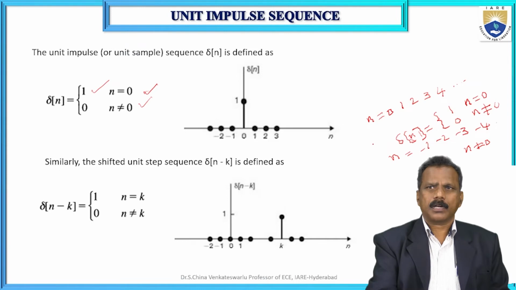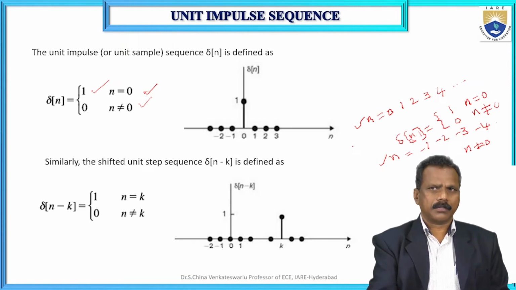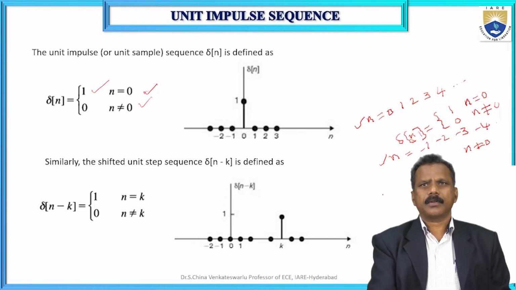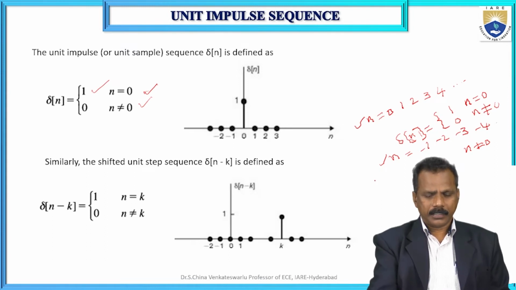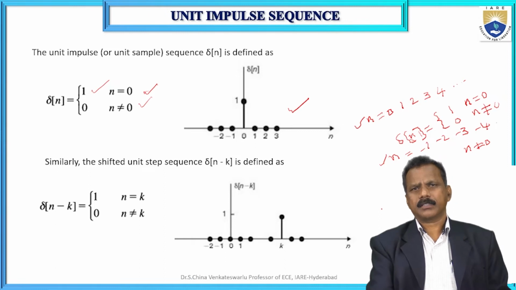By using these two conditions, condition 1 and condition 2, we need to define it in terms of the mathematical definition. Graphically, we need to verify that the unit impulse or unit sample sequence delta of n is defined mathematically as well as in graphical representation. It is very important for deciding whether a given sequence or signal is a unit impulse sequence or not. By using all these definitions, we can try to manipulate the signals.